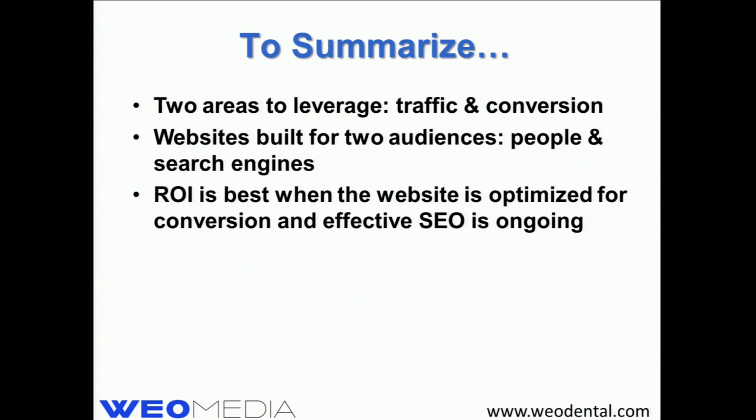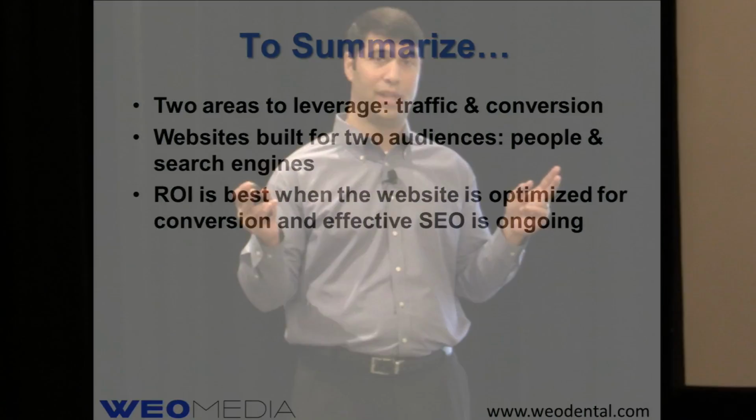So the main points I wanted to make today. When you think about your online marketing, in particular your website, there's really two levers that we have to optimize here, right? We've got traffic and conversion. We want to track them and optimize them, make them better, okay? Remember also, websites are built for two audiences, people and search engines, and there are different sets of criteria for each. And then ultimately, and the main point really is this, return on investment, your investment of your marketing, the ROI is going to be best when the website and the conversion rate are optimized, okay?